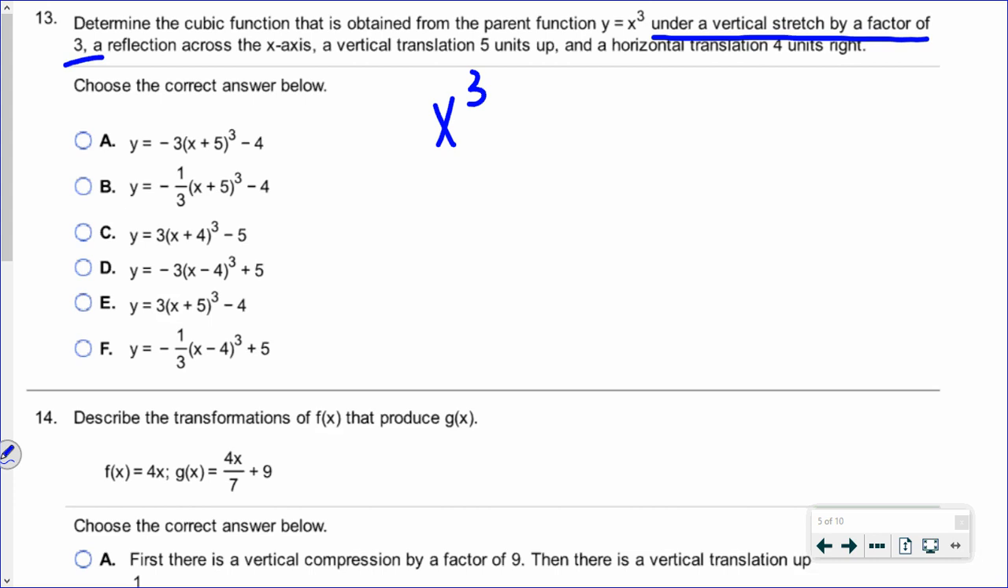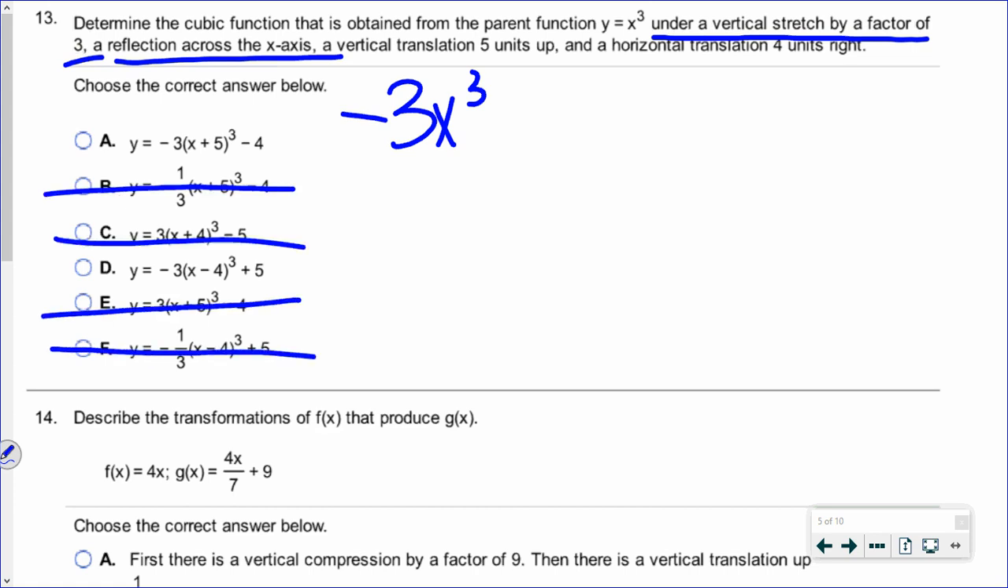I'm stretching by 3. So what does that mean I'm going to have? I'm going to have a 3 out front. Do we all understand that? So if I have a 3 out front, I'm going to have a 3x cubed. But then it says a reflection over the x-axis. So what does that mean? So now it's going to be a negative 3. Well, guess what? Those are 1/3. That's a positive 3. That's a positive 3. That leaves me down to 2 options.